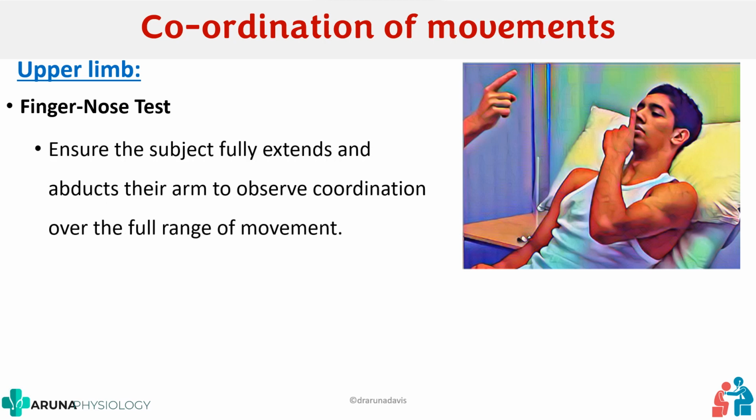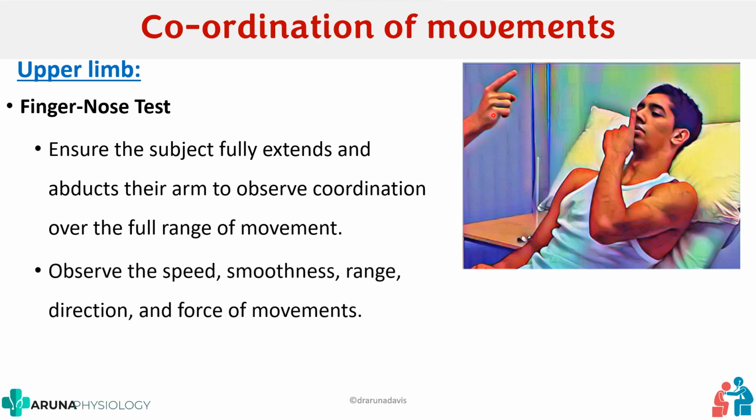Another important point is that we have to ensure that the subject extends and abducts their arm fully because we want to test for the coordination over the full range of movement. So basically, when you are keeping your finger, make sure that it is at a distance so that the subject has to abduct and extend his arm and then touch the finger and touch the nose. Okay, so you have to see that full range of movement to ensure that the coordination is normal or not. We have to observe for the speed, smoothness, range, direction and the force of movement because all this will be abnormal in case of cerebellar lesions.